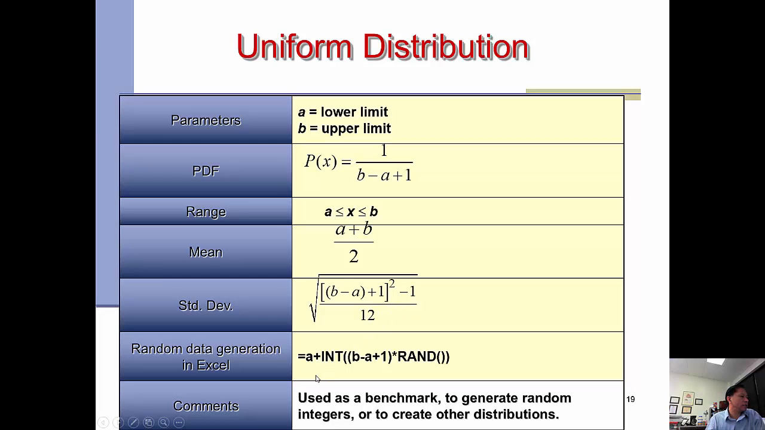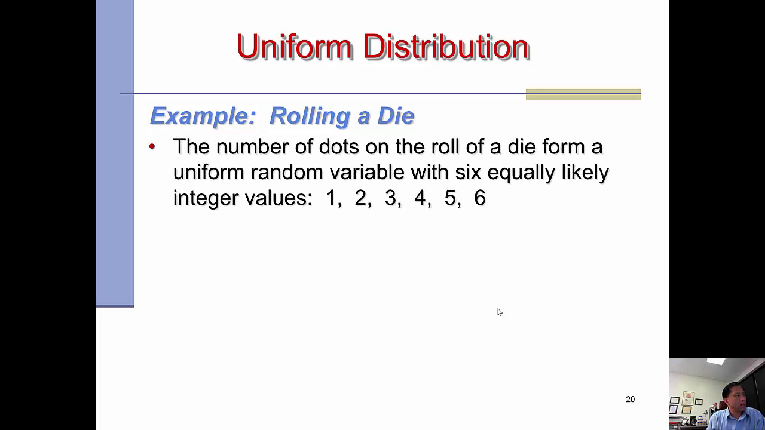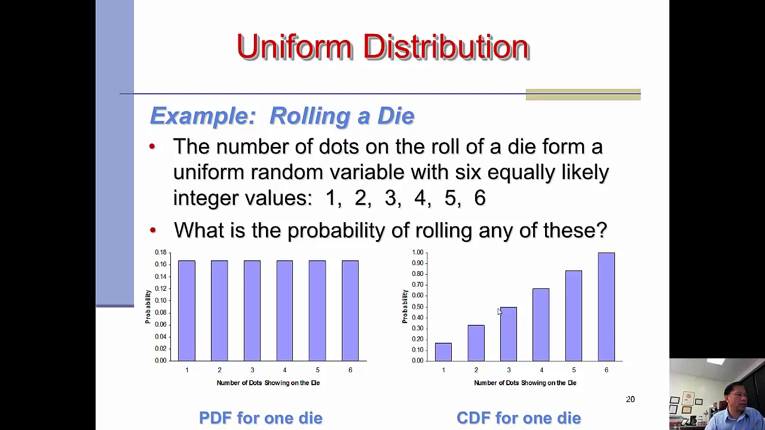And the random data generation in Excel, you can use this to do that, and you can use this as a benchmark to generate random integers or to create other distributions. A good example is rolling a die. The number of dots on the roll of a die forms a uniform random variable with 6 equally likely integer values, 1, 2, 3, 4, 5, and 6. Right? Now, what is the probability of rolling a die?